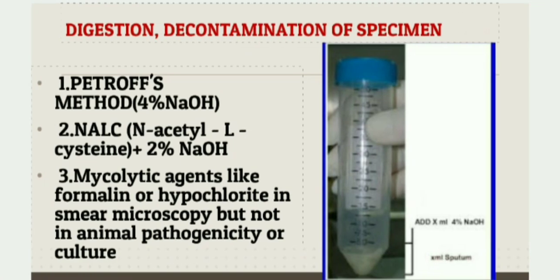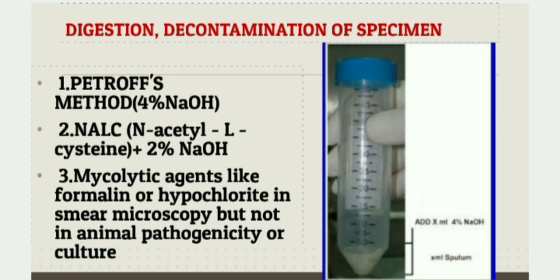Now, we collected the sample, right? Next step is the digestion, decontamination and concentration of the specimen. Each of these steps has its own relevance. Digestion is to liquefy the thick pus cells and for homogenization. Decontamination is to inhibit the normal flora present in that sample. Concentration is done to increase the yield.